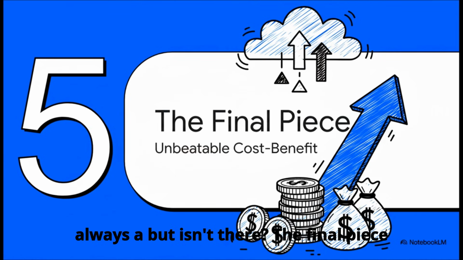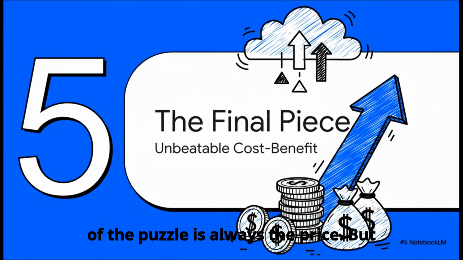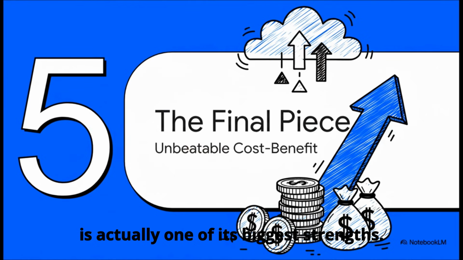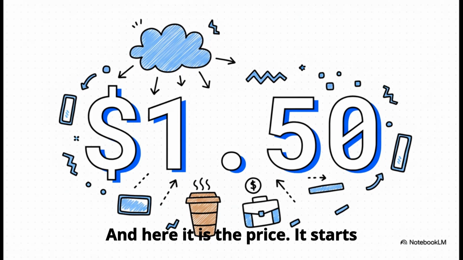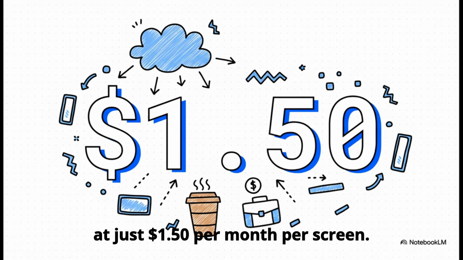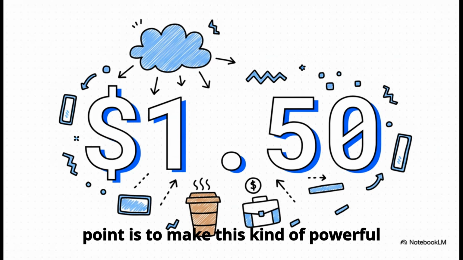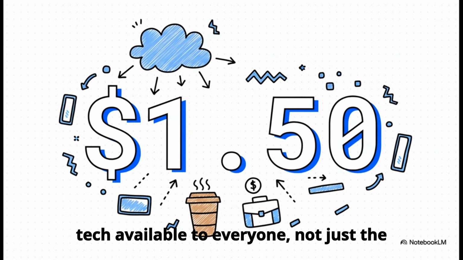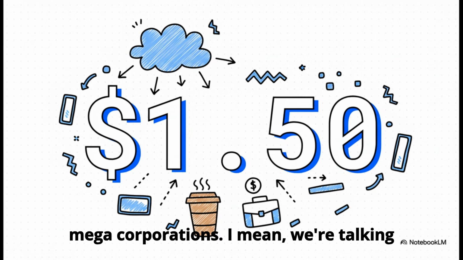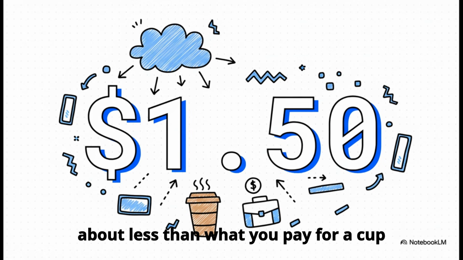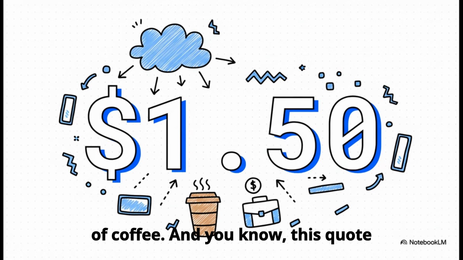But there's always a but, isn't there? The final piece of the puzzle is always the price. But here's the thing. In this case, the price is actually one of its biggest strengths. And here it is, the price. It starts at just $1.50 per month, per screen. That's it, seriously. The whole point is to make this kind of powerful tech available to everyone, not just the mega corporations. I mean, we're talking about less than what you pay for a cup of coffee.